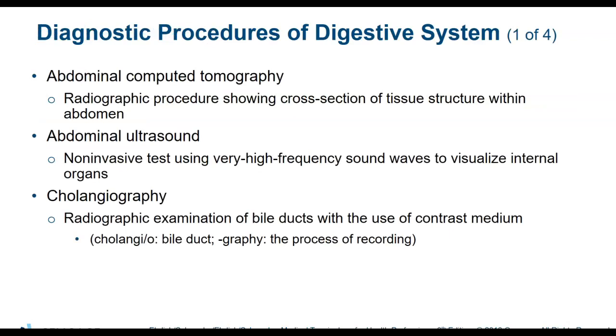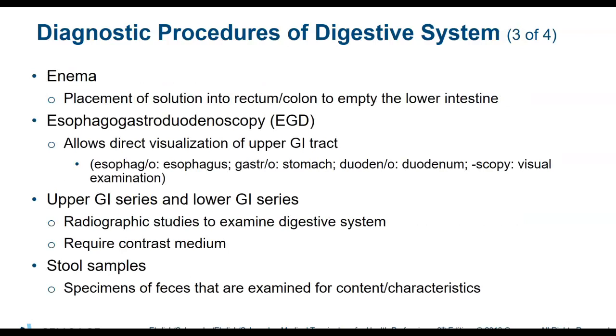Different diagnostic procedures that we can do: abdominal CT, they can kind of look through there, they can do the ultrasound, and then we can always do cholangiography, because we can go in and with contrast see all the parts of the gallbladder. We can also do an enema.